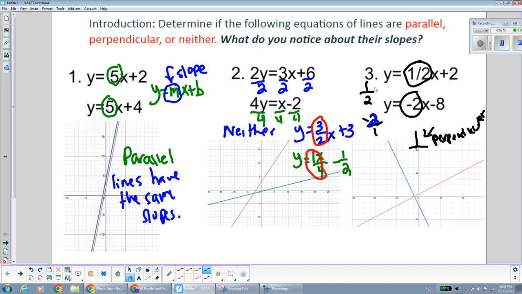We call this an opposite reciprocal slope or a negative reciprocal slope. You're going to hear me refer to it as an opposite reciprocal slope, but negative reciprocal is the same thing because the sign changed. That's the opposite part. And the fraction flip. That is the reciprocal part. So I'm going to write that here. Perpendicular lines have opposite reciprocal slopes.